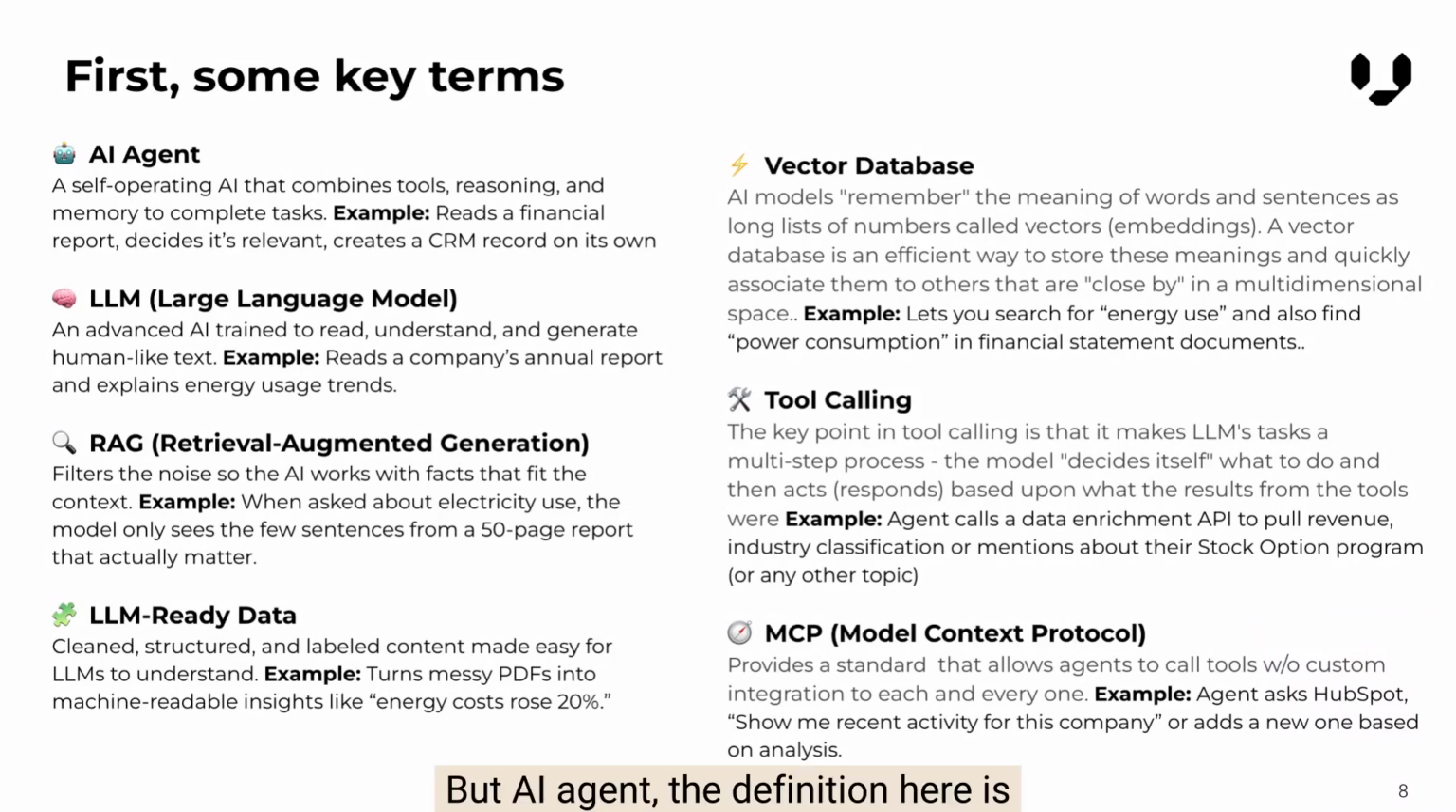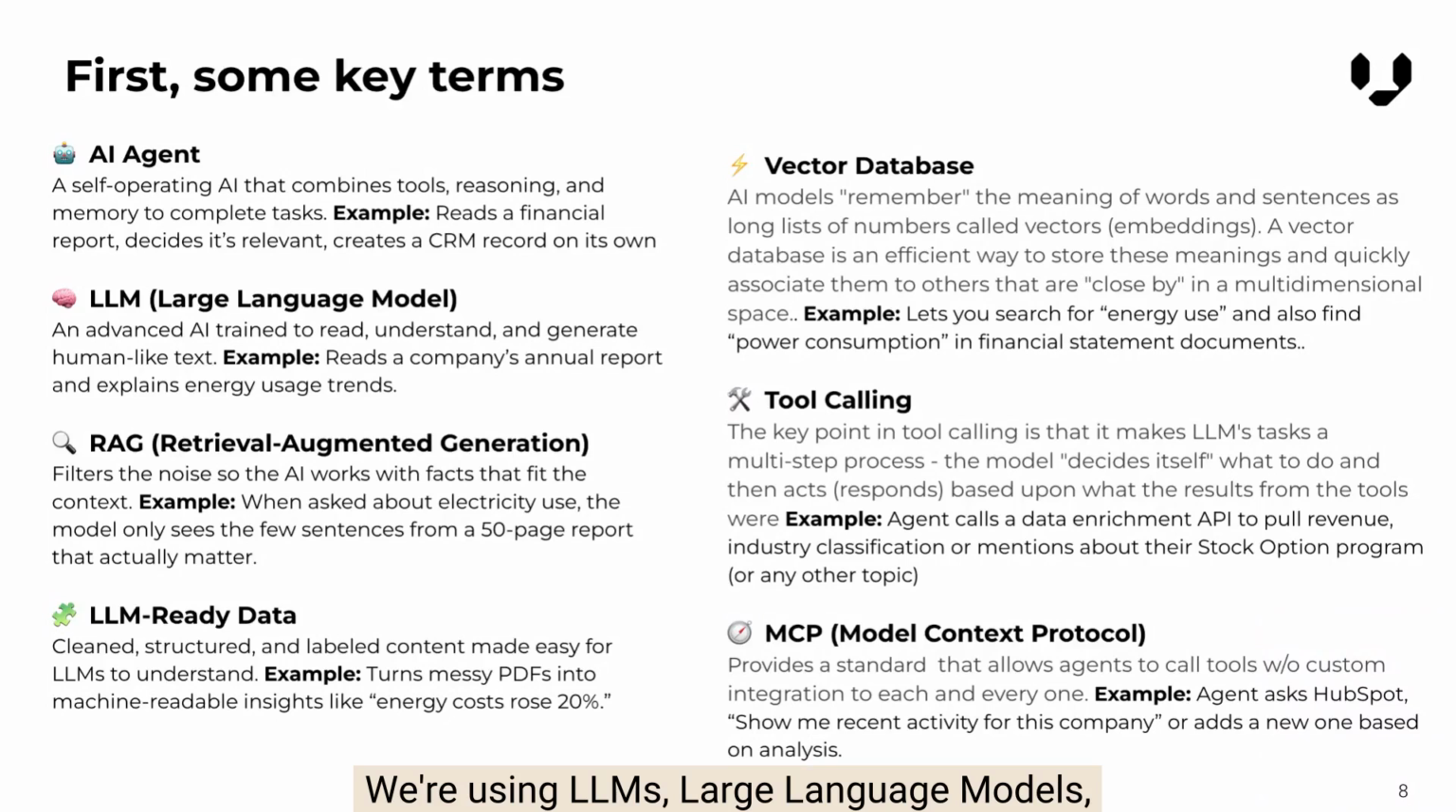But AI agent, the definition here is that it's self-operating AI that is combining tools, reasoning, and memory to complete tasks. And it's important that it can complete tasks. So that's an important part of the definition. An example is when we try to identify energy-intensive companies that take environmental issues seriously, the AI agent needs to be able to read a financial report, decide whether it's relevant or not, and create a CRM record on its own.